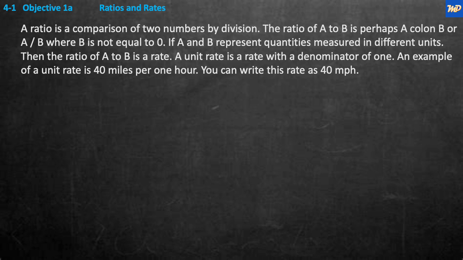And you can write this rate, let's say if the rate was 40 miles per 1 hour, you can write it as 40 miles per hour. You don't have to say the 1, because when you say per hour, it implies 1 hour, per 1 foot, per 1 second, per 1 year, per whatever you say, there is always implied to be 1.